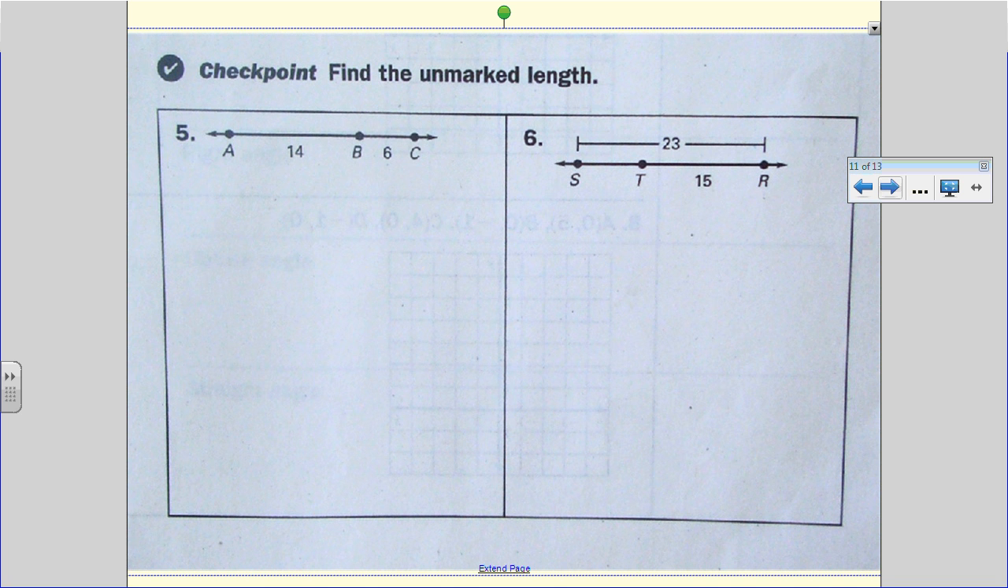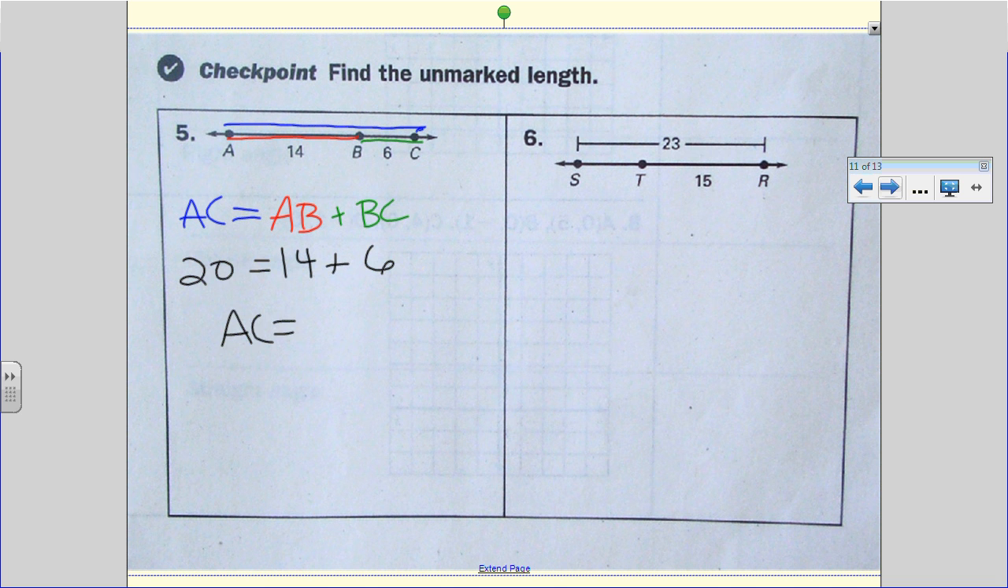So we have a checkpoint here with these problems that we're going to take a look at. I would guess most of you could do that, so we're finding the unmarked length. So for this one, we know AB, we know BC. The unmarked length we do not know is AC, so that's what we're trying to find here. So AC is equal to AB plus BC. Substitute, what do we know? We know AB is 14, BC is 6, so when we add those together, we get AC is equal to 20. Once again, there's no units there, so that's the best we can do.